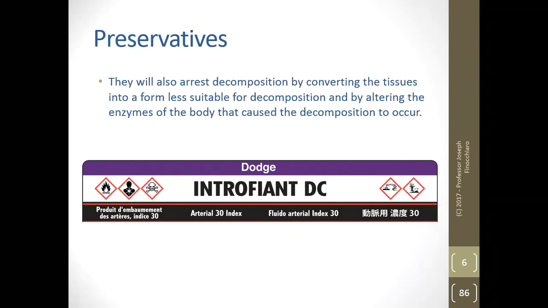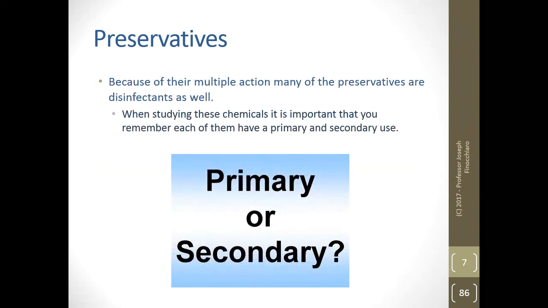They will also arrest decomposition by converting the tissues into a form less suitable for decomposition and by altering the enzymes of the body that cause the decomposition to occur. So it converts the tissues to protein coagulate. Okay, this is formaldehyde, removes the peptide bond, forms a solid coagulate. Not as easy to break that down. And then it also inactivates the enzymes because the enzyme is a nitrogen base. So it goes in, shuts it down temporarily. Because of their multiple actions, many of the preservatives are disinfectants as well.